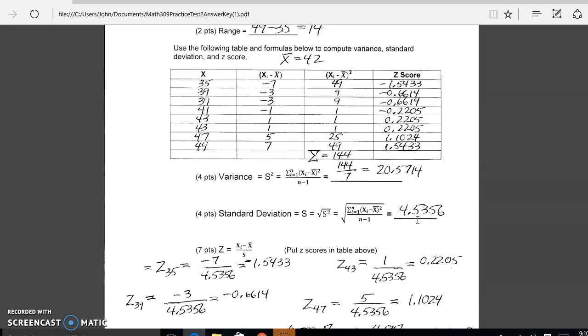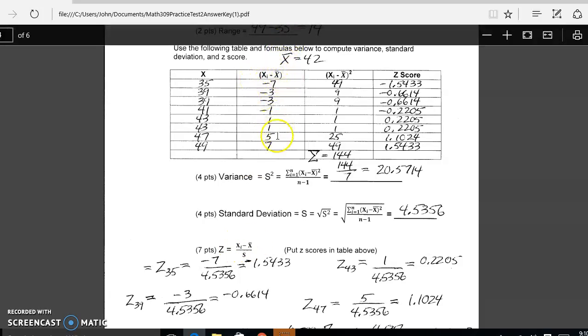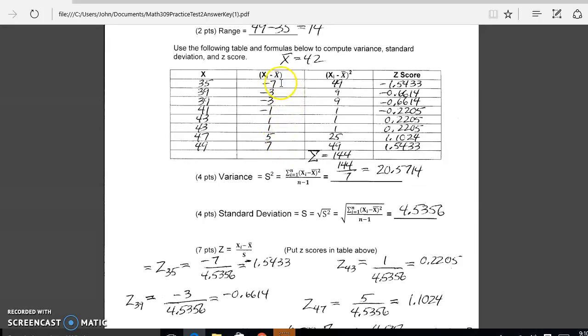4.5356. The next thing we calculate is the z-score, which is the number of standard deviations that each data point is away from the mean. The formula for that is right here. I take first the difference between each data point and the mean, and then I divide it by the standard deviation. Now the difference between each data point and the mean I've already calculated in this column. So what I'm really doing is I'm taking the difference here and I'm dividing it by the standard deviation that I found here, and that's going to give me the z-score right here.